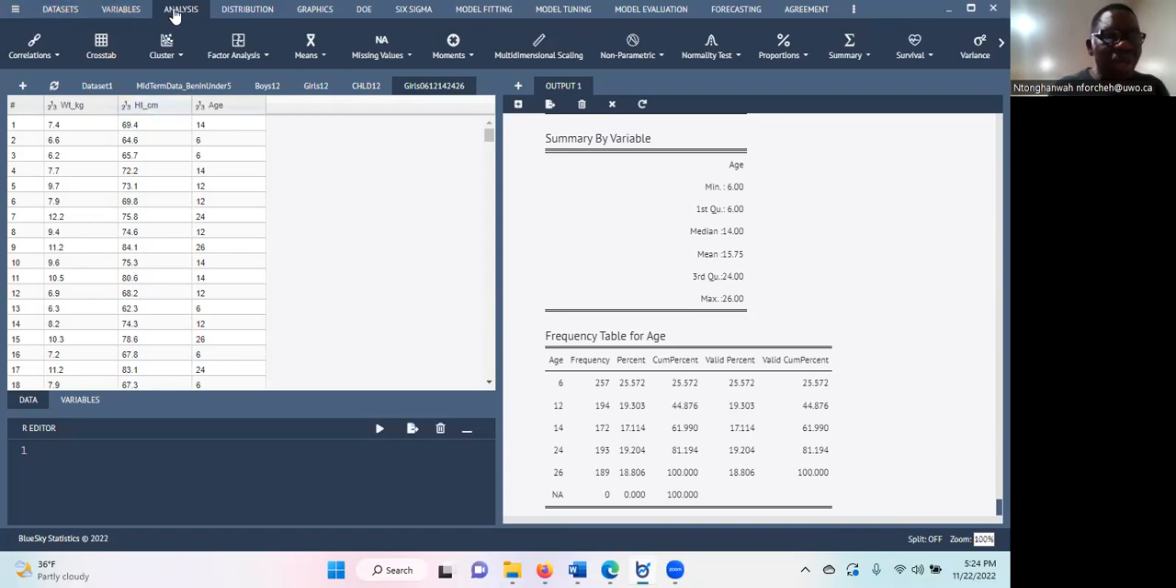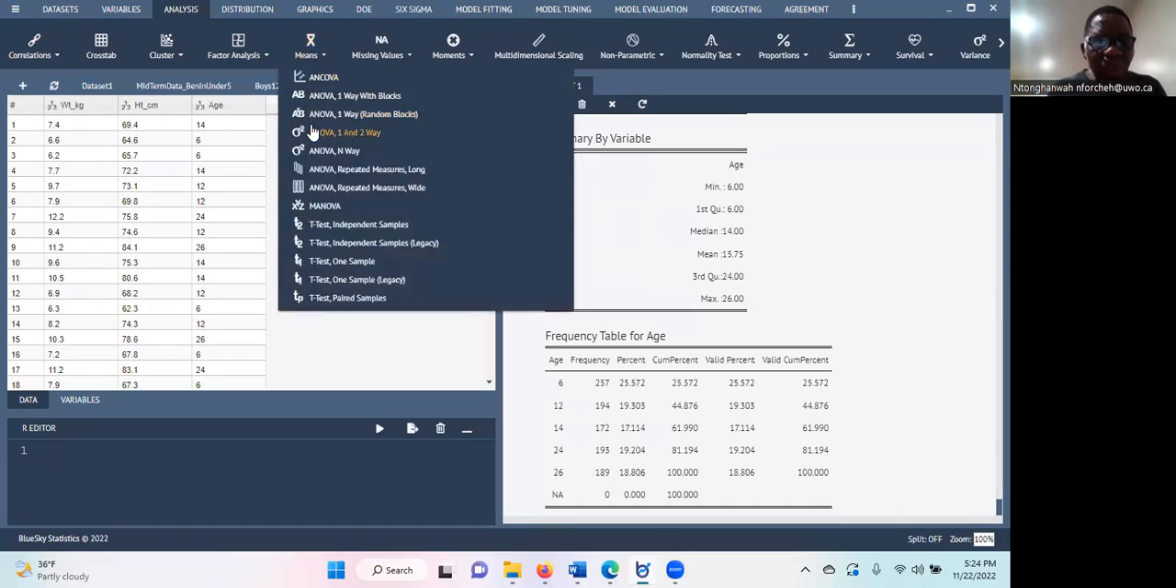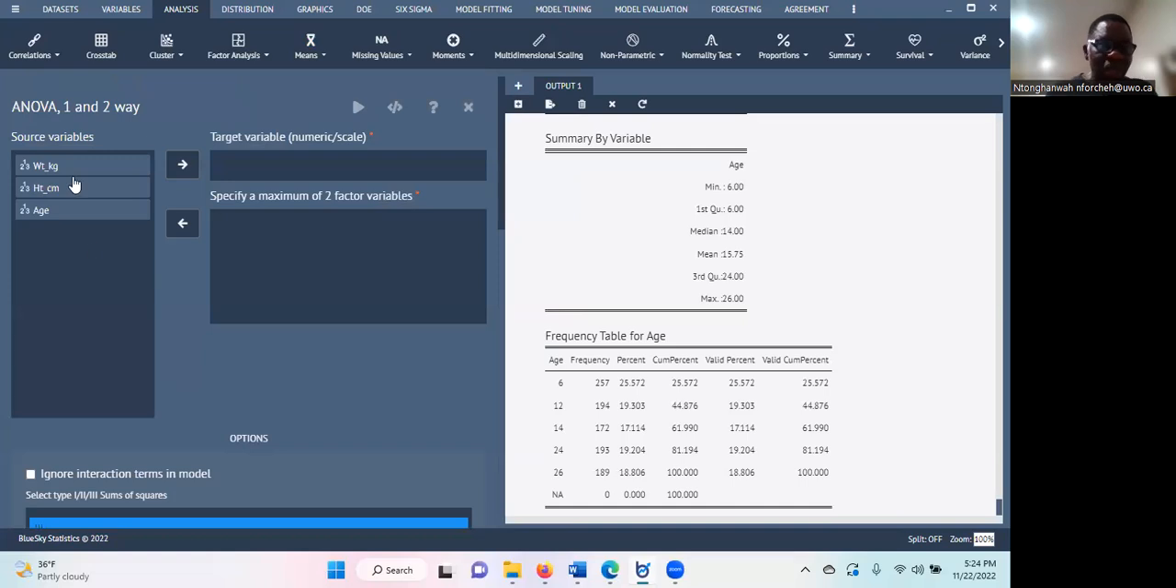If we compare them, what does it tell us? So if I go to mean, again, I'm looking at the one-way, one and two-way. We're not looking at random blocks or this, so we're sticking to just this one. Okay, one and two-way analysis. That's the option we have in here. And once again, we're comparing the weights.